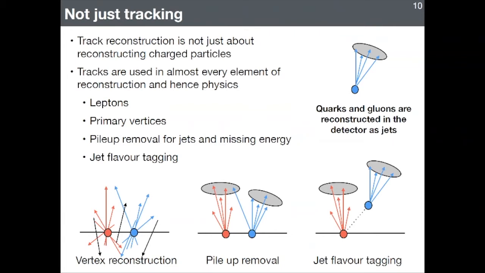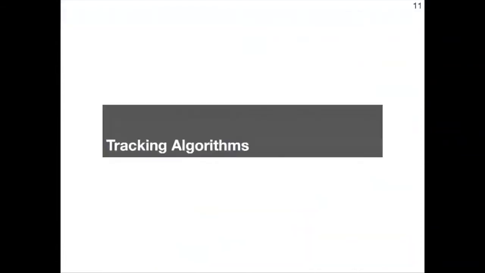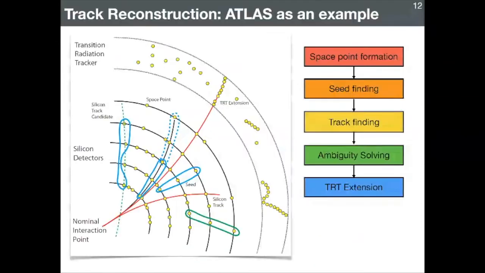And so if you don't efficiently reconstruct them, and not just the ones from the hard scatter, but also those from the pileup, then you have an immediate degradation in terms of the performance. So now I want to sketch a little bit about how we do it. And I want to start with Atlas as an example.